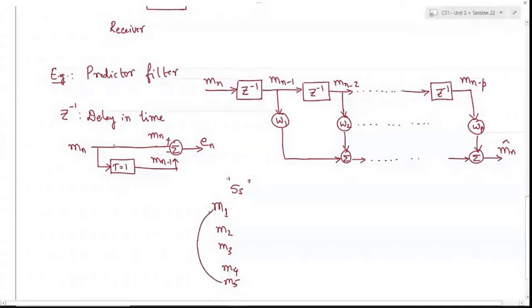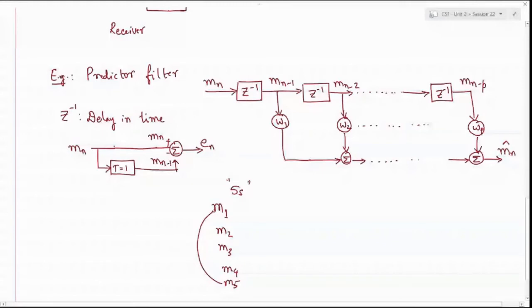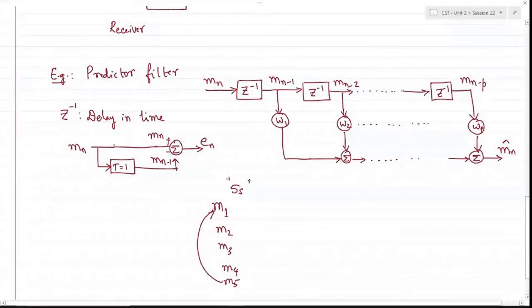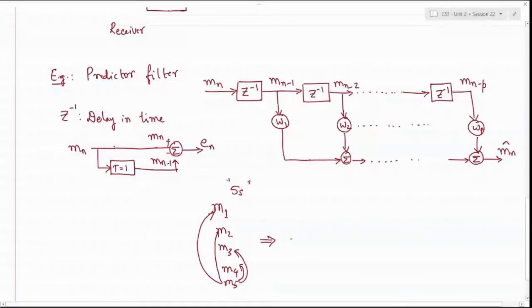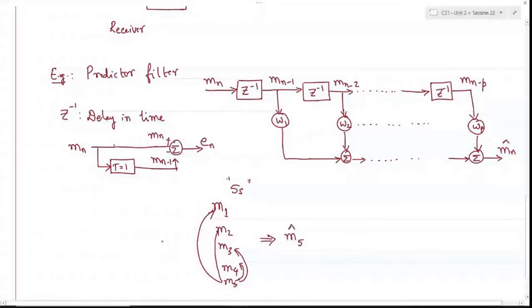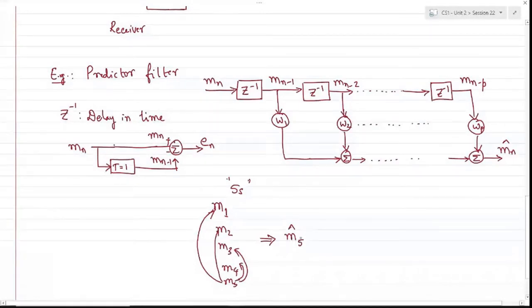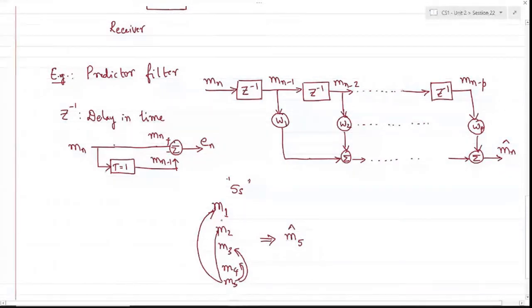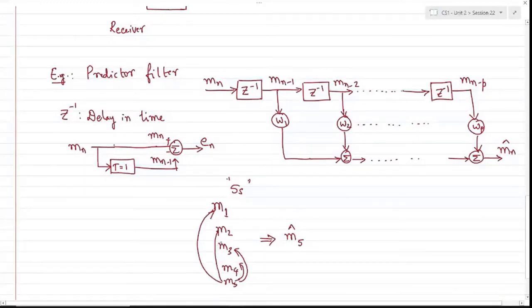What would be the error involved, or what is the correlation between m5 and m1, between m5 and m2, and between m3 and m4 as well. So I'll consider all these correlations, and I will come up with one sample, simply m5 cap. Instead of sending 5 samples in 5 seconds of duration, I'll simply take one sample by eliminating the other 4 samples which are unwanted or redundant in the transmission of the message signal.